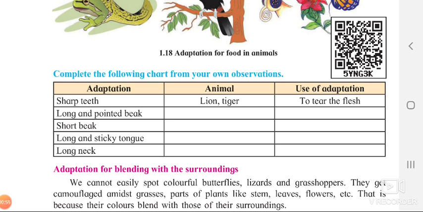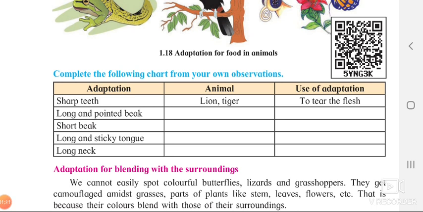Now, long and pointed beak. Can you tell me which bird is consisting of this long and pointed beak? Yes, you can write the hummingbird. I don't know how you are supposed to pronounce it, but you are going to say it as hummingbird. What is the use of this adaptation for that particular bird? Yes, it helps that bird to construct the nest or to build up the nest, or also for feeding themselves.